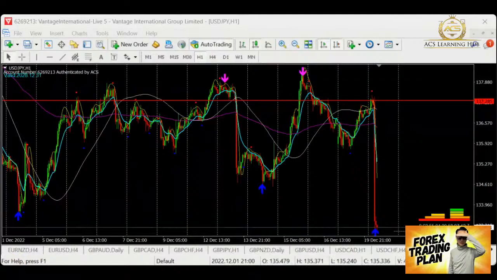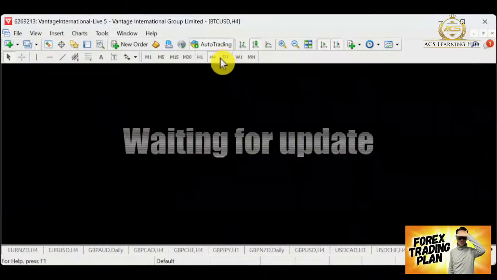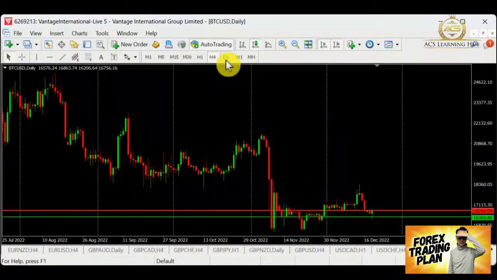Alright, so that's for dollar yen and Bitcoin. Bitcoin we have tested on this 6766. The news for these few days was really a lot of news and very volatile. So currently I will stay away from Bitcoin first.